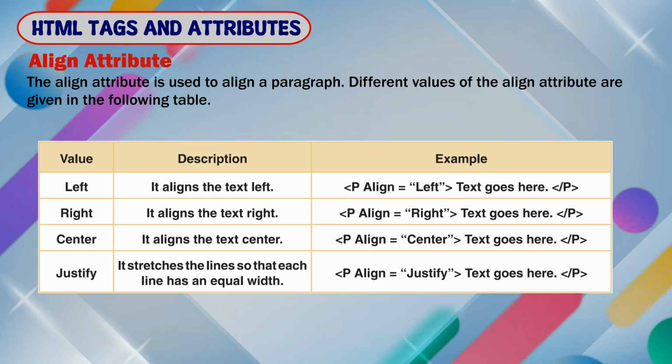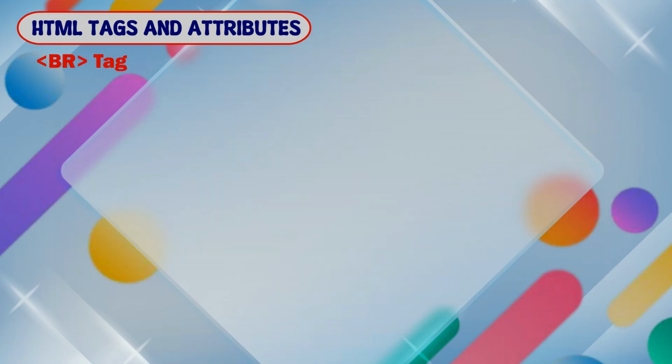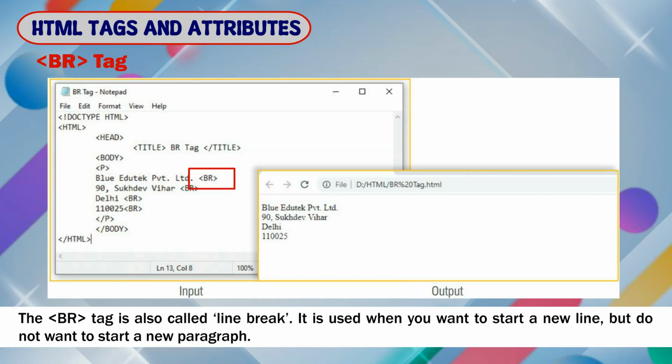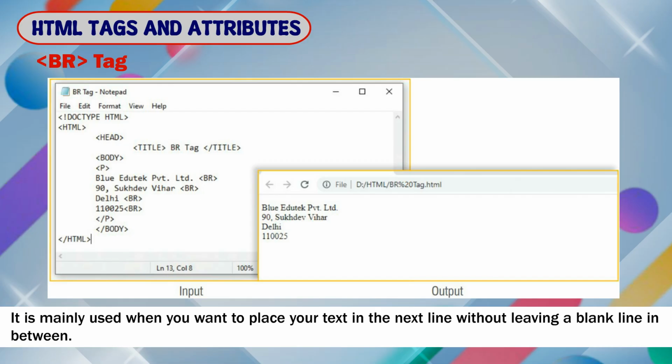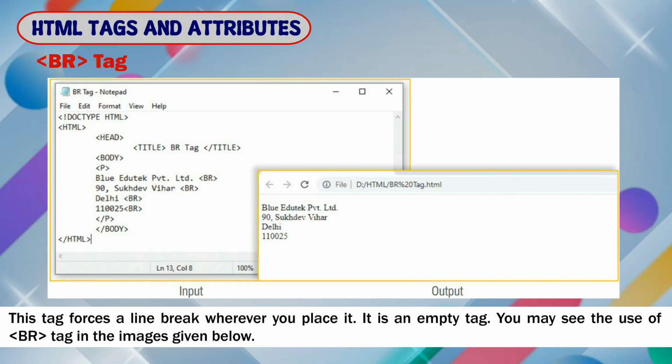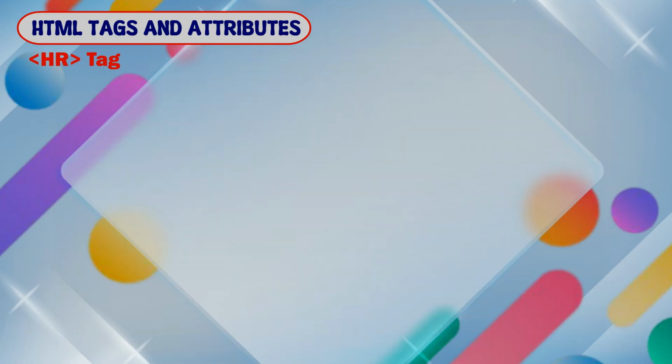BR tag. The BR tag is also called line break. It is used when you want to start a new line but do not want to start a new paragraph. It is mainly used when you want to place your text in the next line without leaving a blank line in between. This tag forces a line break wherever you place it. It is an empty tag. You may see the use of the BR tag in the images given below.